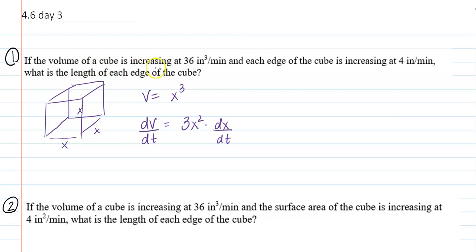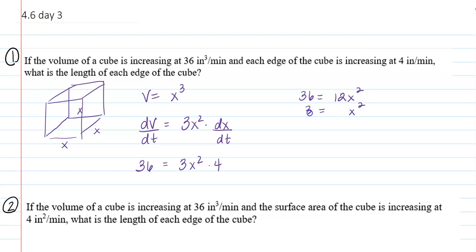The volume is increasing at 36 inches cubed per minute. We don't know the length of the edge of the cube, so we'll leave this as 3x squared. And we do know that each edge is increasing at 4 inches per minute, so we'll multiply by 4. And so now we'll solve. So 36 equals 12x squared.